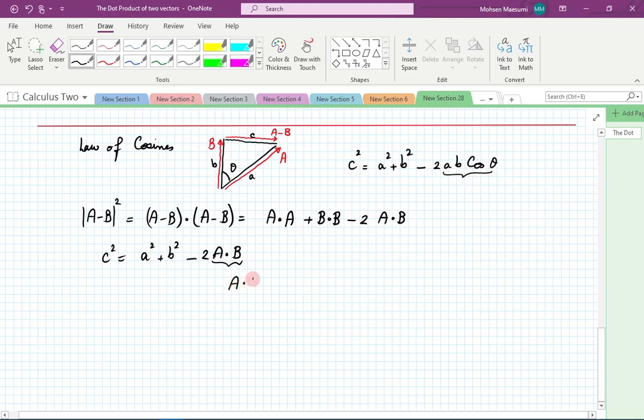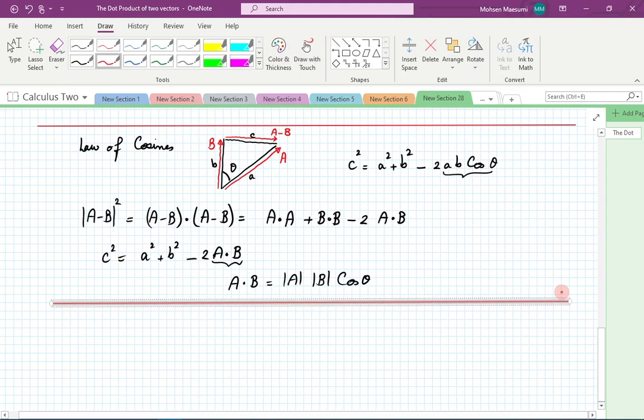So a dot b is the same as little a, the length of a, little b, the length of b, and we have cosine of theta. So that was a quick proof of this very important property of the dot product. To appreciate it, we need that background from trigonometry, the law of cosines. So here we just showed that this is indeed correct.